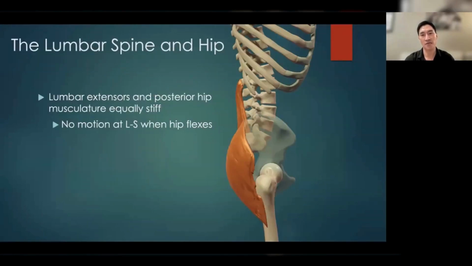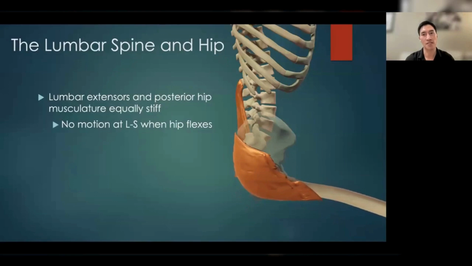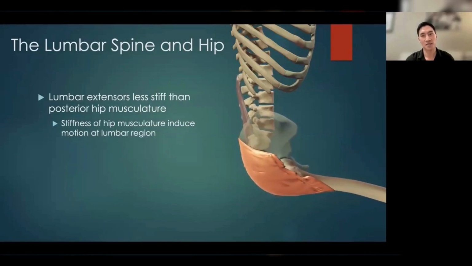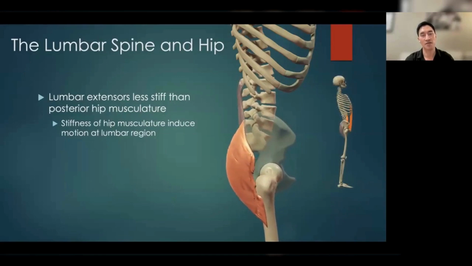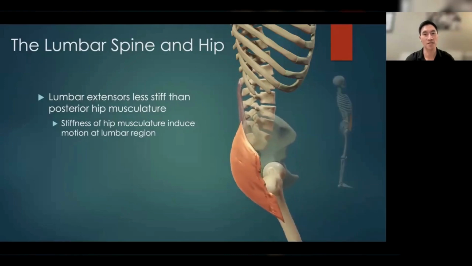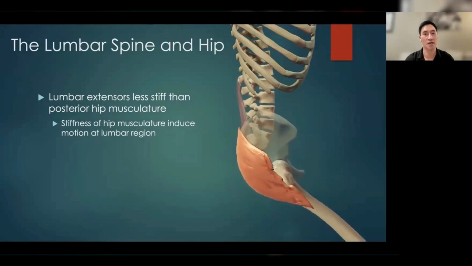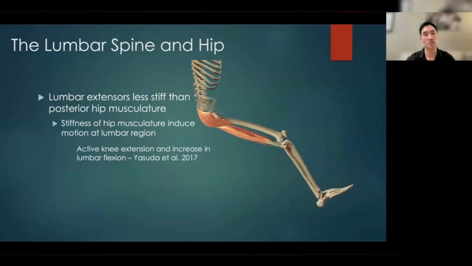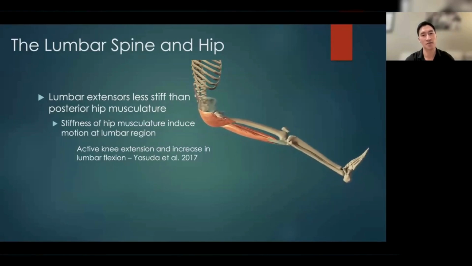And you can imagine as hip flexion occurs, my lumbar spine extensors have to be stiff enough. And in this case, they're equally stiff, so I get no motion up my lumbar spine when the hip flexes here. And so now every time I flex my hip, the stiffness of the hip muscles is greater than the stiffness of the lumbar extensors. And so what I induce is, as I begin to flex the hip, I begin to induce lumbar motion every time I flex my hip. And what happens is you extend the knee actively, and you actually induce lumbar flexion every time you extend the knee, even with active contraction of the quadriceps.